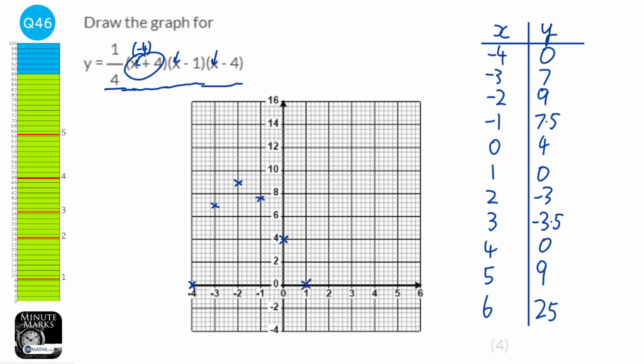So it looks like it's going to go down now, but it's going to go down for a little bit, like down here where it's -3, and even further down here where it's -3.5. But then it starts going up again. So 0, and then 9, and then we're off. We're off the top. So the next thing we need to do is join that.